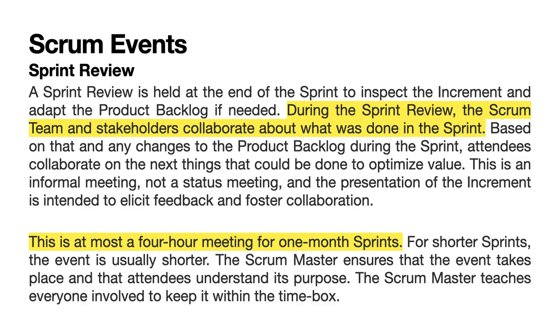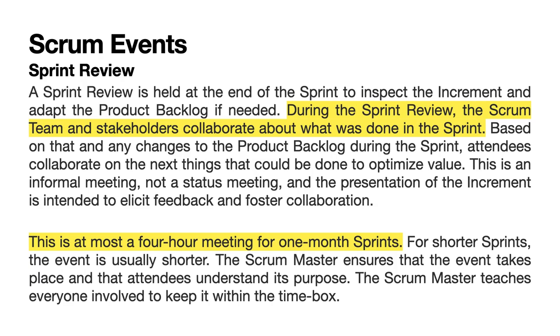Sprint Review. A sprint review is held at the end of the sprint to inspect the increment and adapt the product backlog if needed. During the sprint review, the Scrum team and stakeholders collaborate about what was done in the sprint. Based on that and any changes to the product backlog during the sprint, attendees collaborate on the next things that could be done to optimize value. This is an informal meeting, not a status meeting, and the presentation of the increment is intended to elicit feedback and foster collaboration. This is at most a 4-hour meeting for 1-month sprints. For shorter sprints, the event is usually shorter.